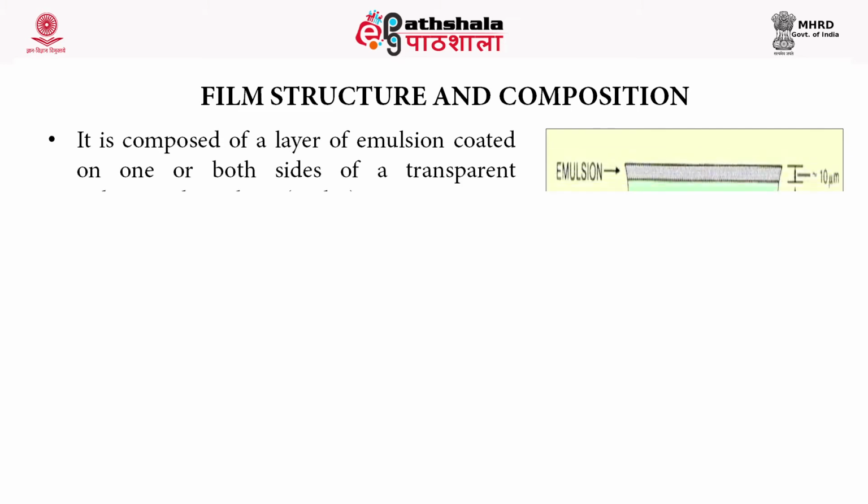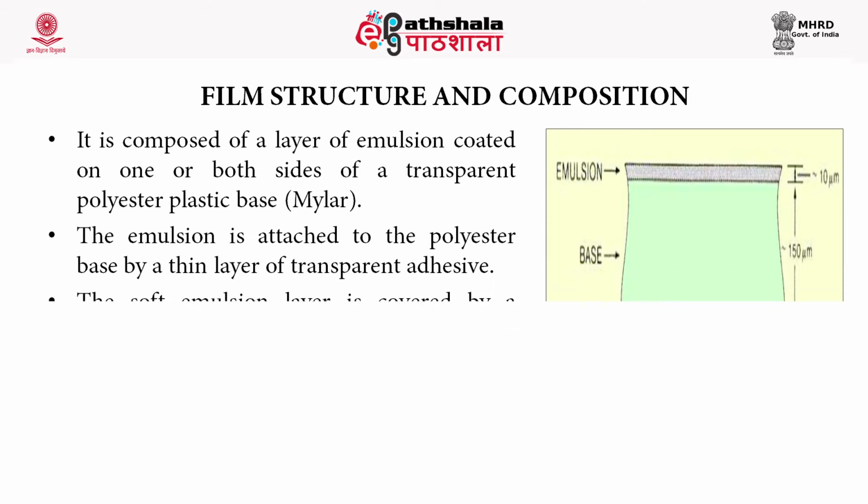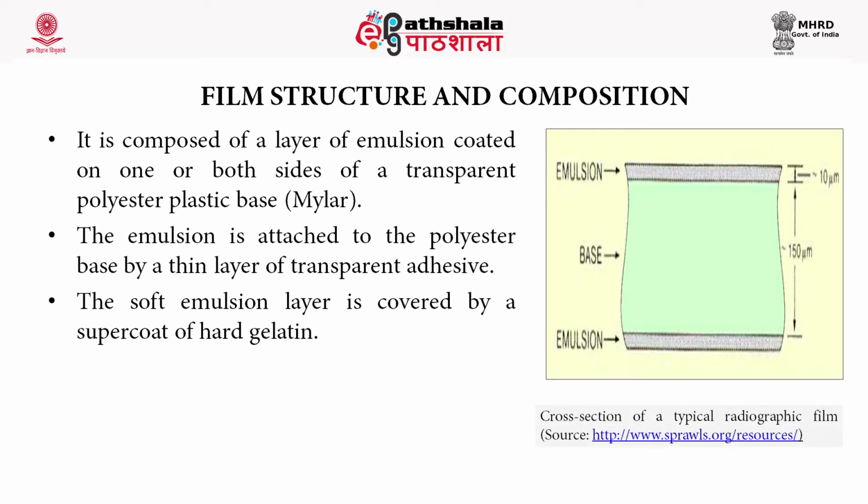Now how does a film look like? What is the structure and composition of the film? A film is basically composed of a layer of emulsion coated on one or both sides of a transparent polyester plastic base, also known as mylar. The emulsion is attached to the polyester base by a thin layer of transparent adhesive. The soft emulsion layer is covered by a supercoat of hard gelatin. The typical cross section of a radiographic film is shown on the screen.